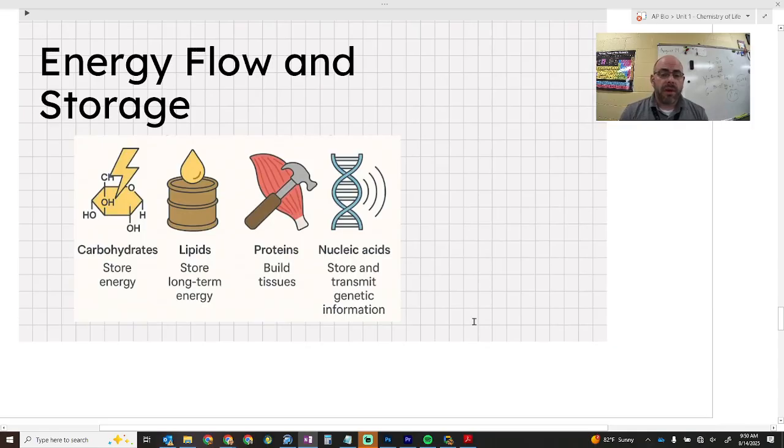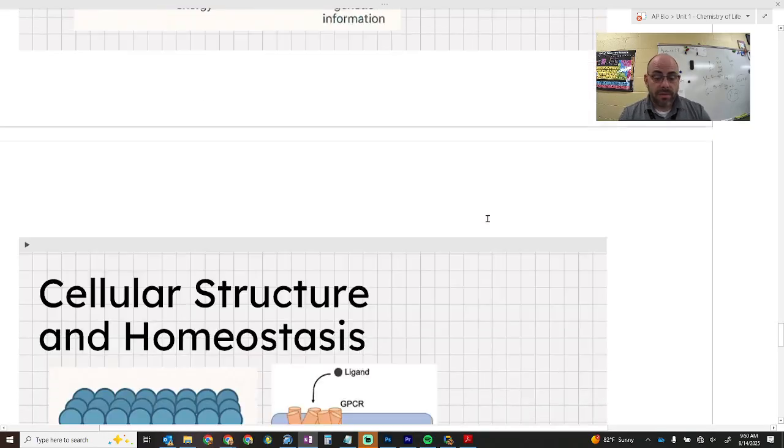Very important for energy flow and energy storage, particularly dealing with things like carbohydrates and lipids, less so with proteins and nucleic acids. The bonds that are formed by these carbon-based molecules are going to represent energy in living things, right? The ability to build those bonds with a process like photosynthesis, and the ability to break down those bonds and get the energy out of them, like cellular respiration, is going to be very important for living things.